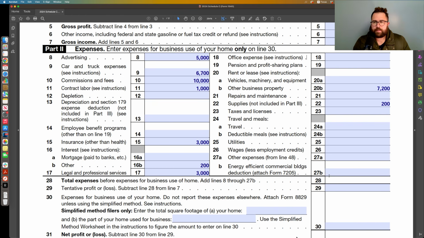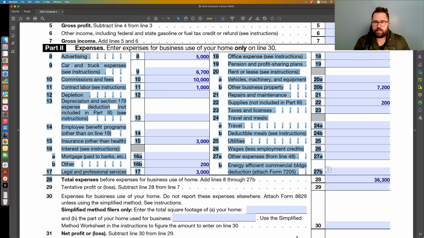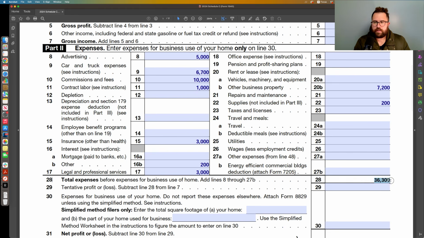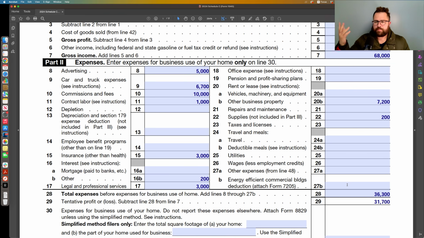And then you're going to add all the expenses. Oh gosh, I'm going to add these up. All right, total expenses, $36,300. Okay, I added up everything from line 8 here all the way to line 27. Okay, in this fictitious example, $36,300. Tentative profit or loss, you subtract this number from that number. Okay, you get 31,700. And I just made these numbers up.